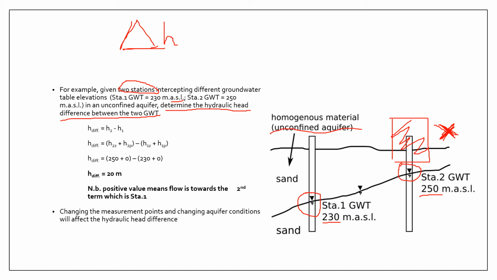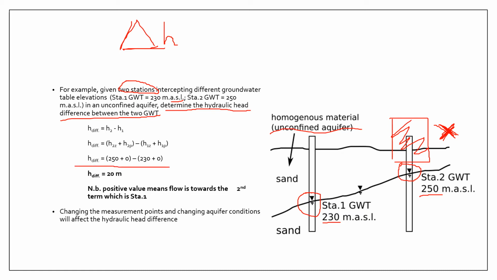And the same is true for station 1. The hydraulic head in station 1 is just the summation of the hydraulic head due to elevation and the hydraulic head due to pressure.